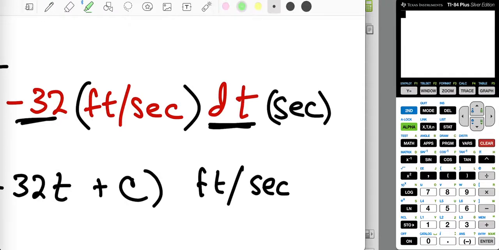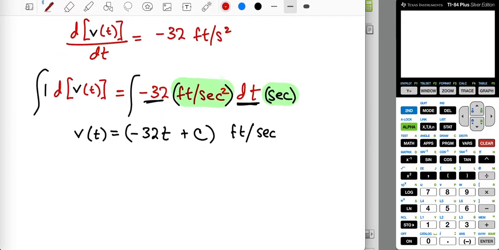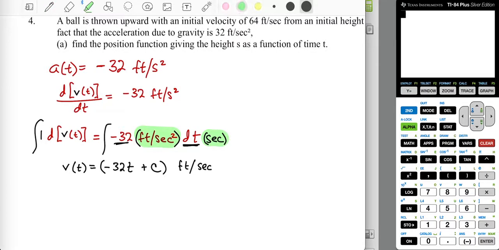Okay, so gotta get back on track here. So there we go. So we have this relation: v of t is equal to that, all that good stuff. So now they tell us, or maybe they had always told us, that the initial velocity was 64 feet per second. So that's the velocity at time t equals 0.